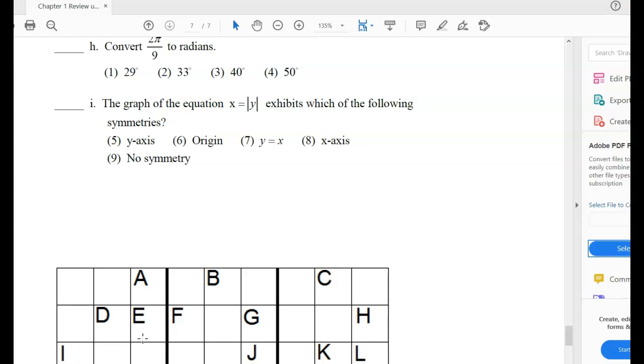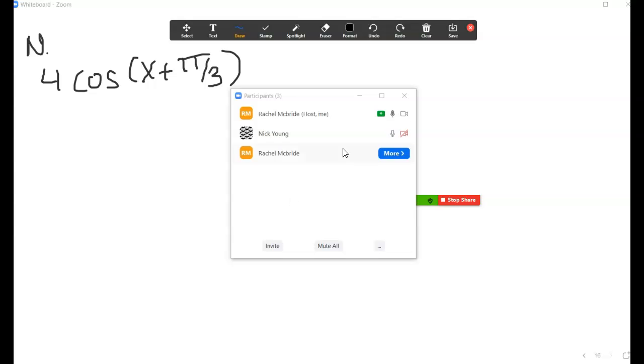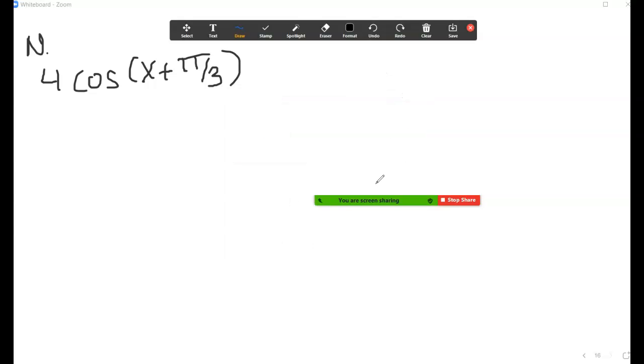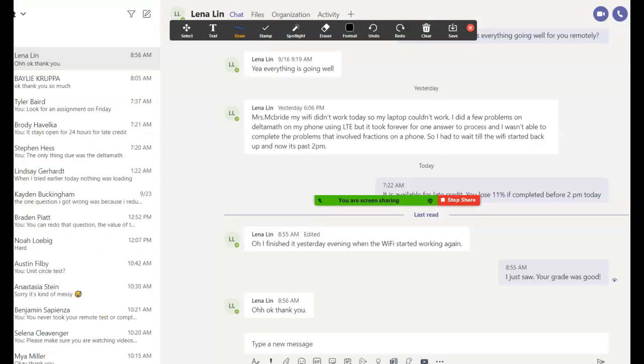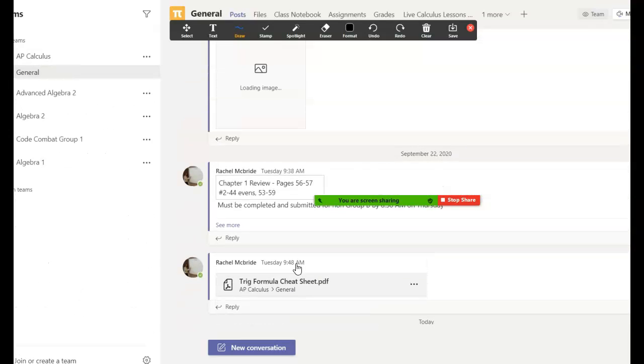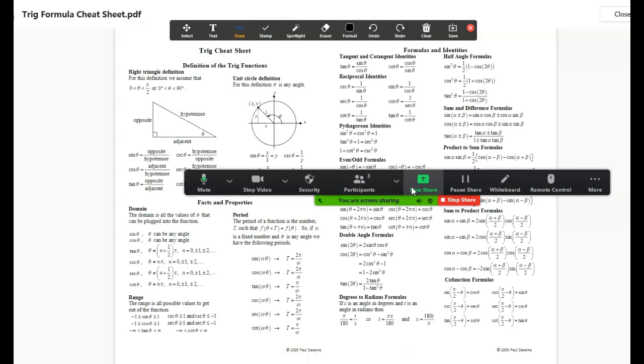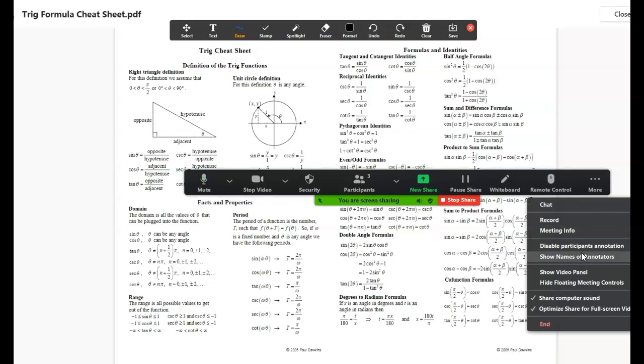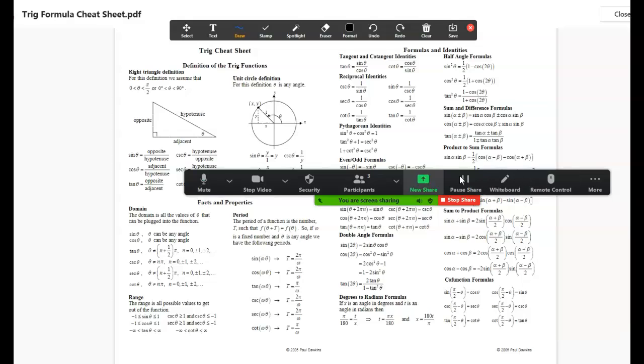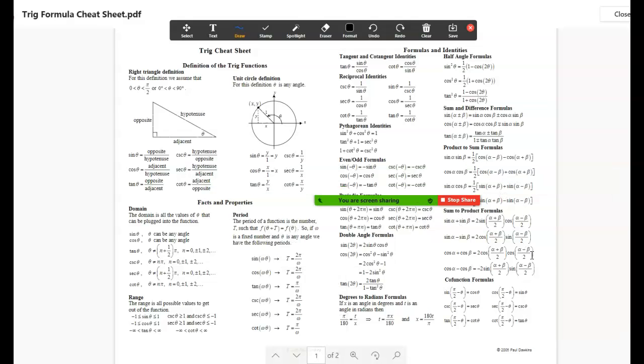And that's pretty much it. So letter N is coming from our double angle identity. Yesterday on Teams, I sent you guys a trig formula cheat sheet. If you look at that cheat sheet for this problem, what you actually want to do is look at the sum to product formula, or no, not the sum to product, the product to sum formula.